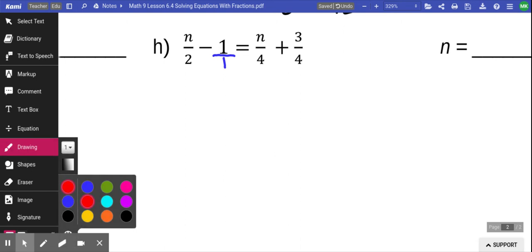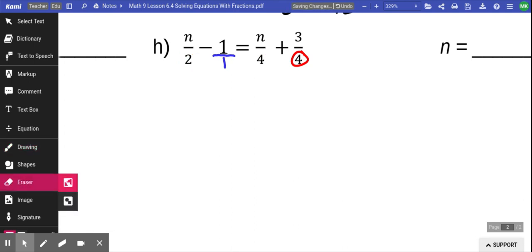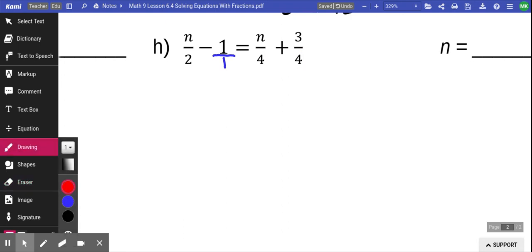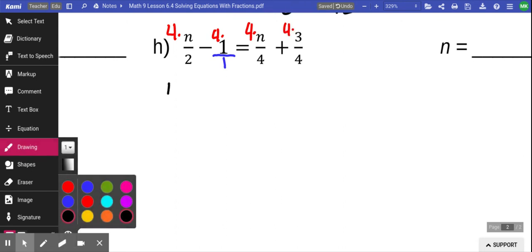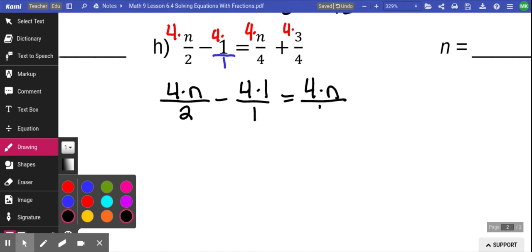Beautiful. I now look at the denominators. I have 2, 1, 4, and 4. I need to find a number that all those can divide into. Those can all divide into 4. So I'm going to multiply everything by 4. That gives me 4 times n over 2 minus 4 times 1 over 1 equals 4 times n over 4 plus 4 times 3 over 4.